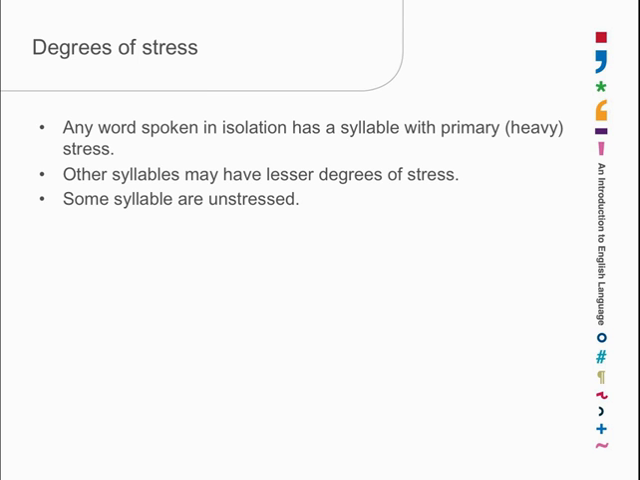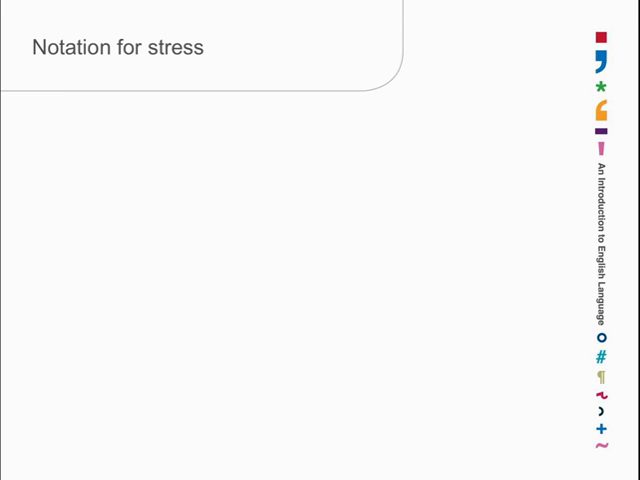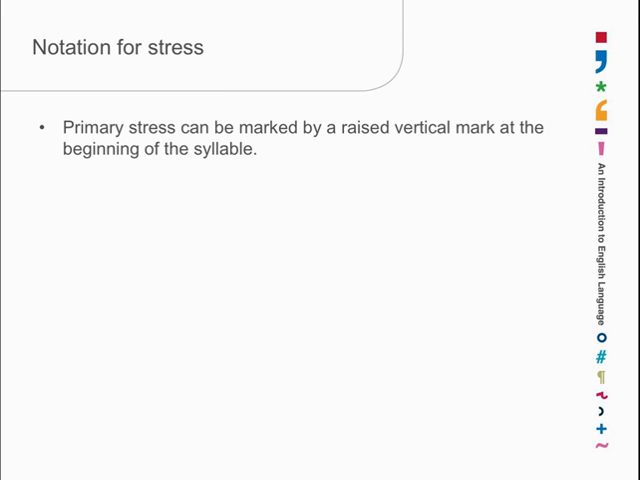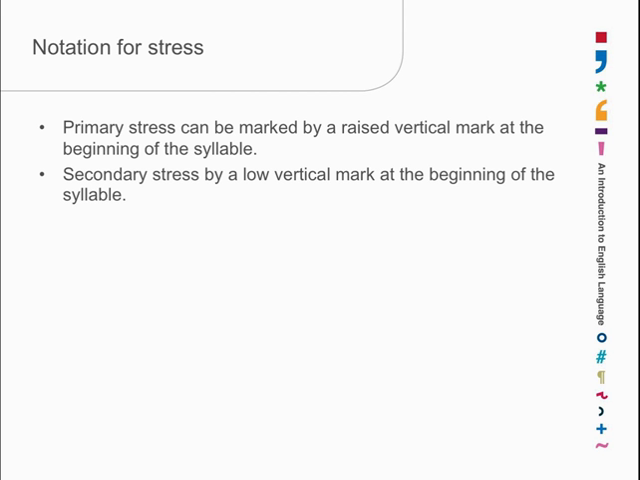In the 1940s and 50s, some linguists recognized 5 degrees of stress, and it became quite tricky finding out just how different one syllable was from another. 3 is doable. How do we notate it? Well, the primary stress, the one that a word has in isolation that gives it its biggest oomph, is marked by a raised mark at the beginning of the syllable. For a secondary stress, there is a low mark at the beginning of the syllable.